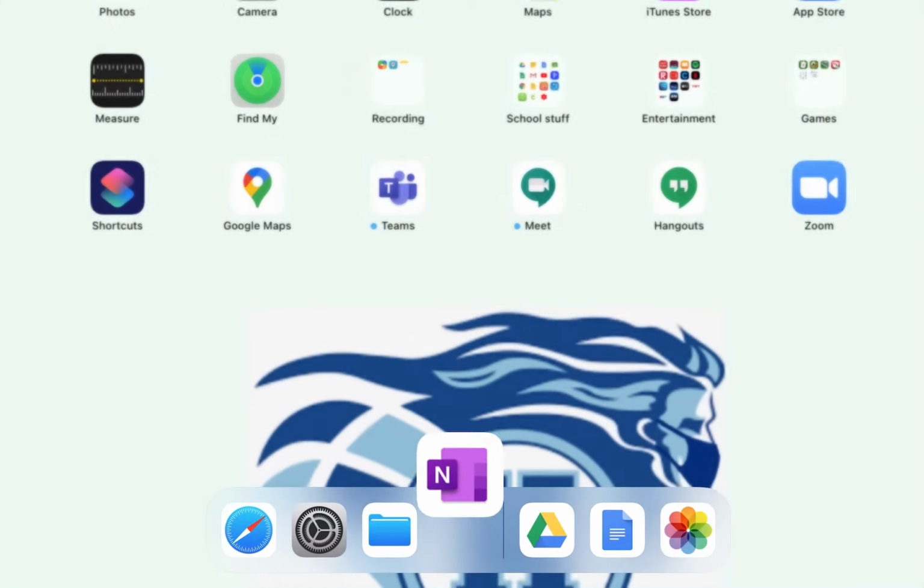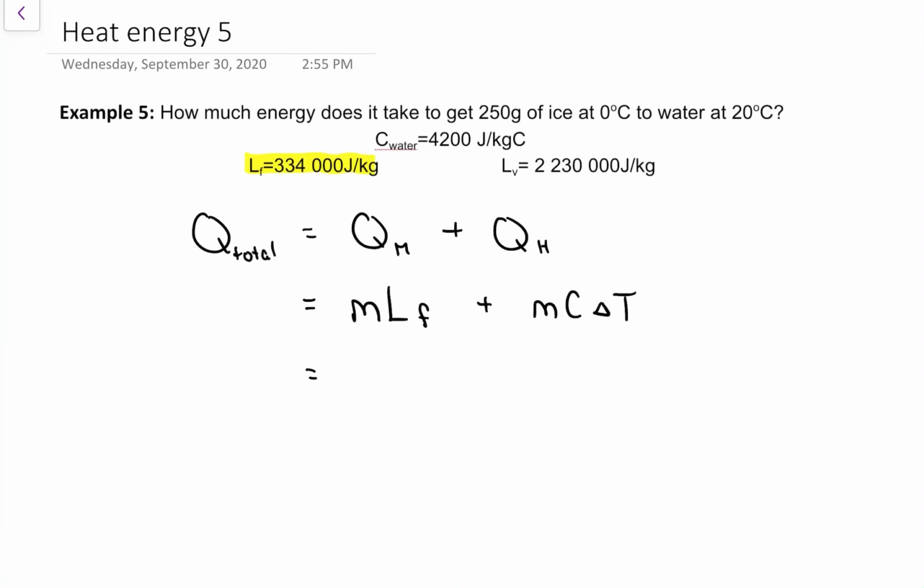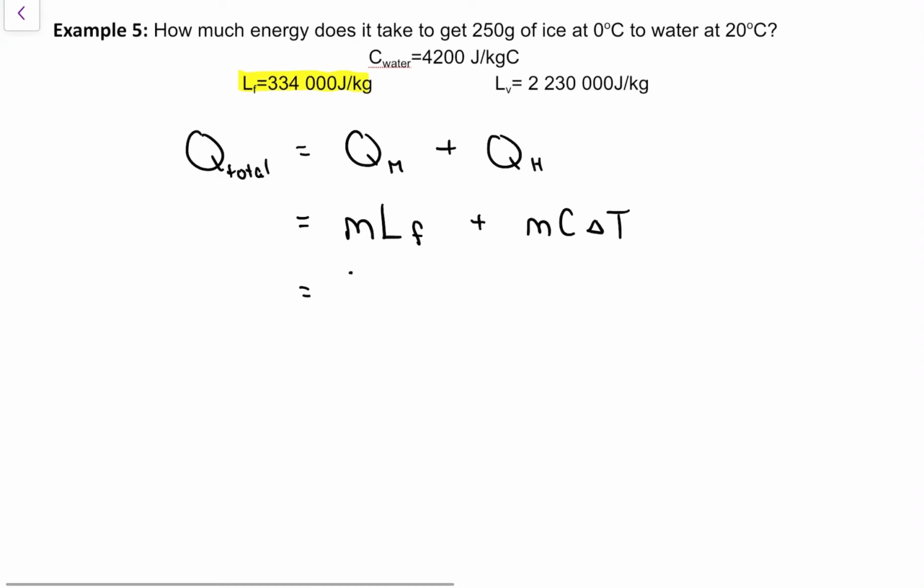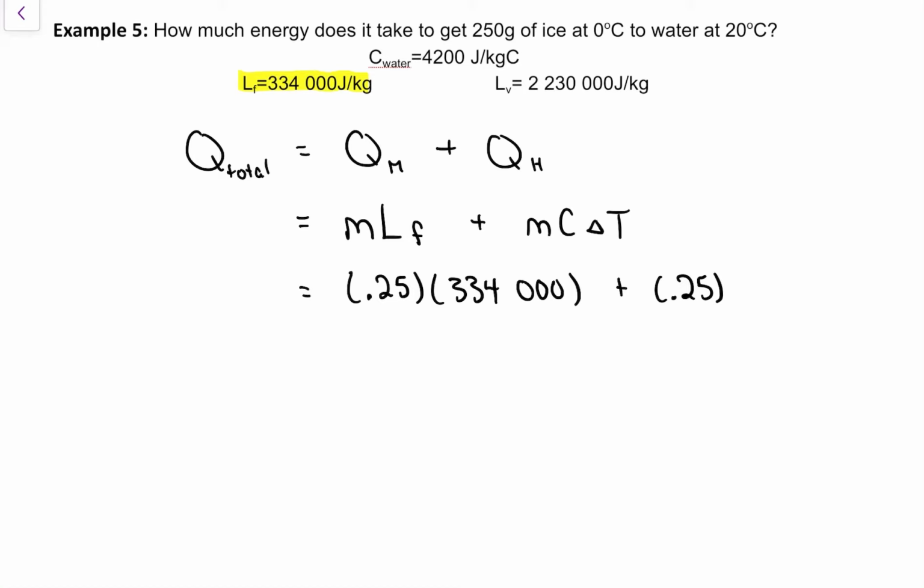The given mass was a quarter of a kilogram, so we got 0.25. The L fusion is that 334 number. Our MC delta T was still the 0.25 for the mass. We could have common factored that out, but since I'm doing it on the calculator, I just left them together. The C of water, I'm going to forget to give that to you, but it's 4,200. You don't have to memorize it, just look it up.